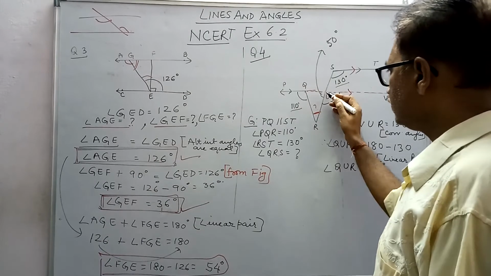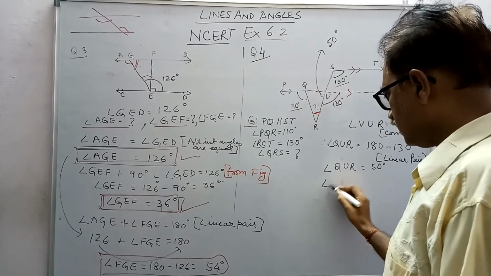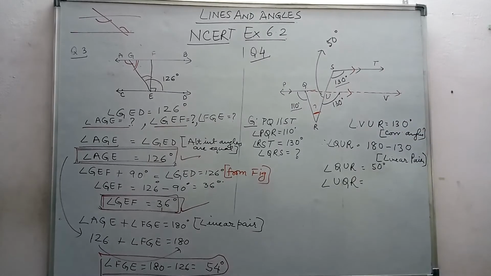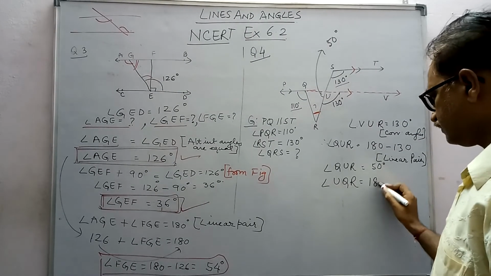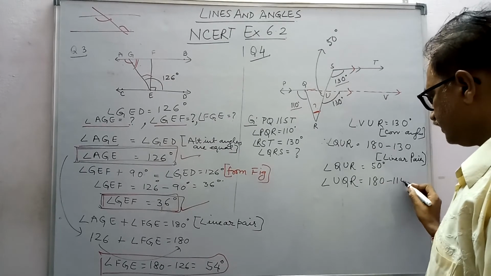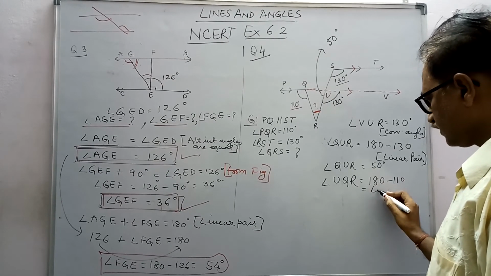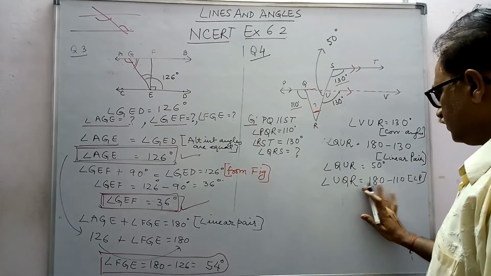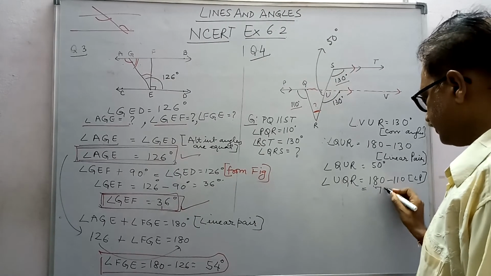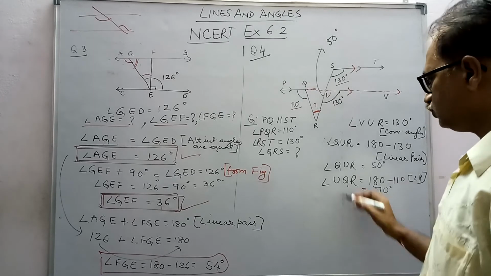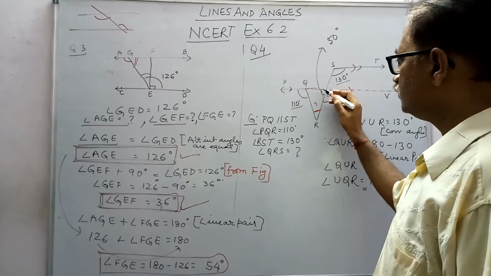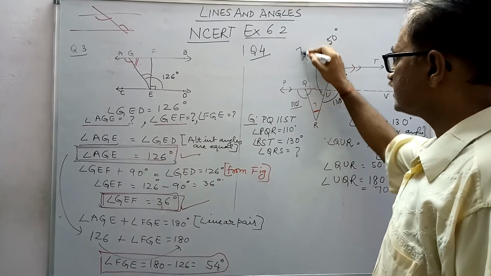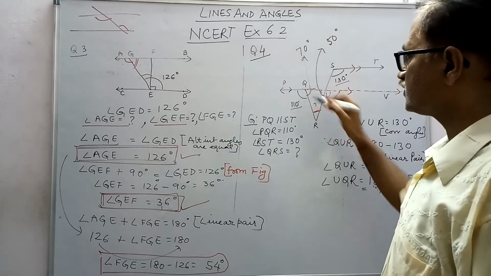Similarly, you see angle UQR is equal to 180 minus 110. Same reason, linear pair. 180 minus 110, that is equal to 70 degrees. So angle UQR, that means this angle, is equal to 70 degrees. This is 50 and this is 70.